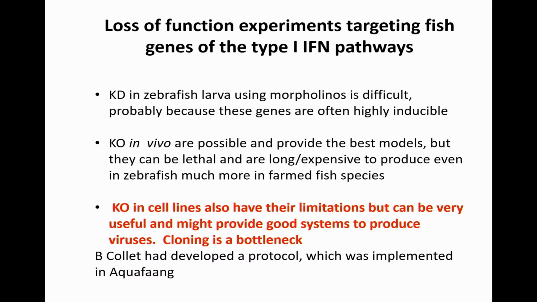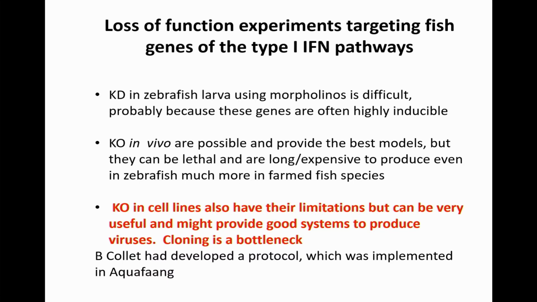A long time ago, we tried with Jean-Pierre Levraud in zebrafish to do it with knockdown using morpholino, which is a very classical strategy, and we failed for almost all ISGs, probably because they are very strongly induced and the morpholino do not really succeed to stop the expression. Of course, the knockout in vivo provides a very good alternative, but it's very often rather long and expensive to do, even in zebrafish. And if the gene is essential, it can play many roles, it's lethal. So it does not always provide a successful model.